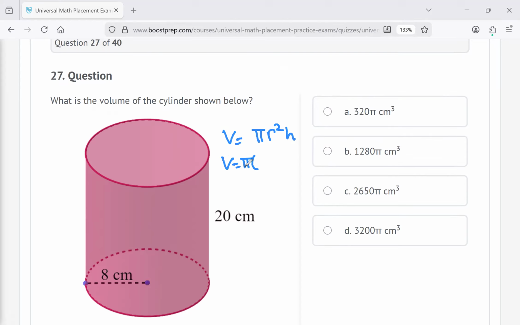My radius is 8, and then my height is 20. That gives everything we need. Just fill in the blanks and just leave the pi icon on that. So when you do that, 8 squared times 20 is 1280 pi. So it's 1280 pi and then 7 meters cubed.